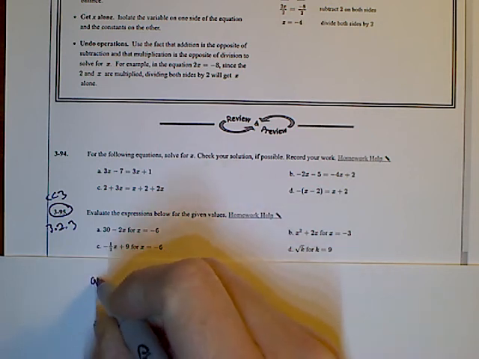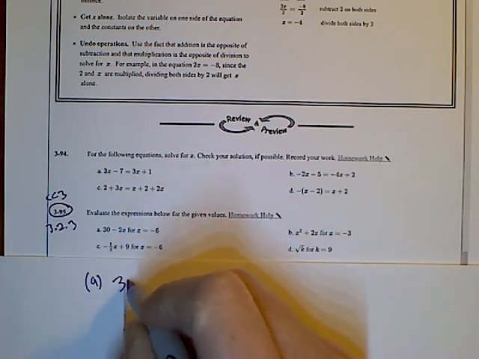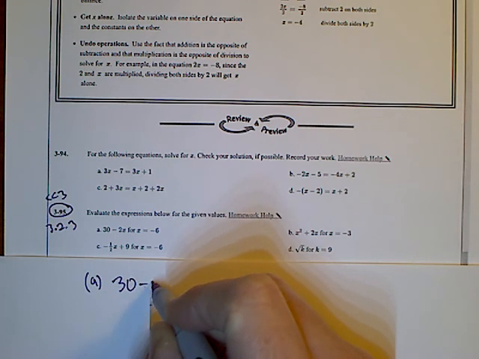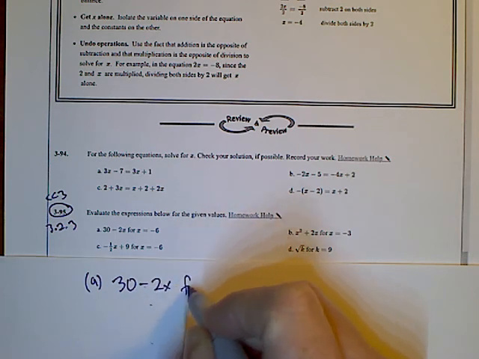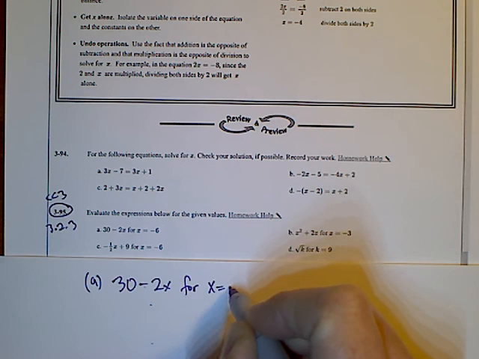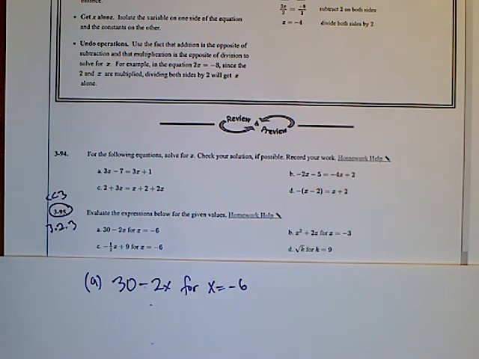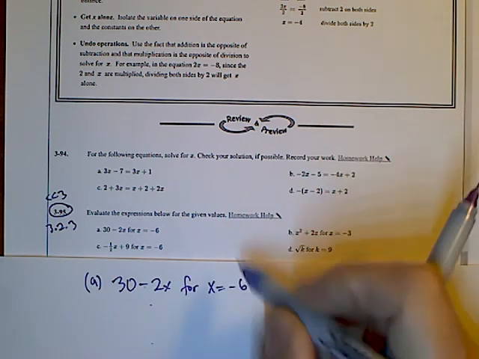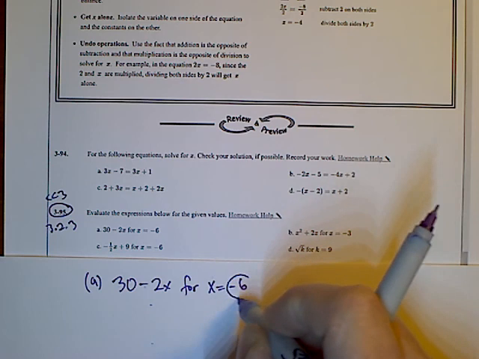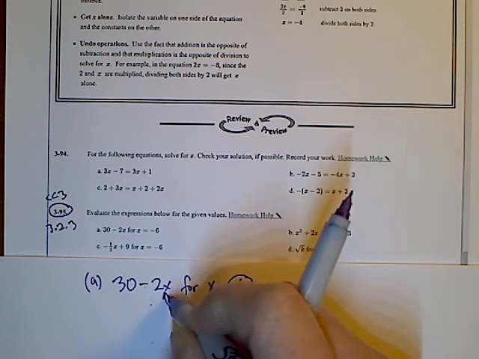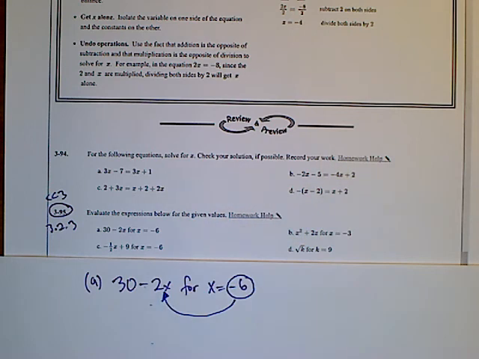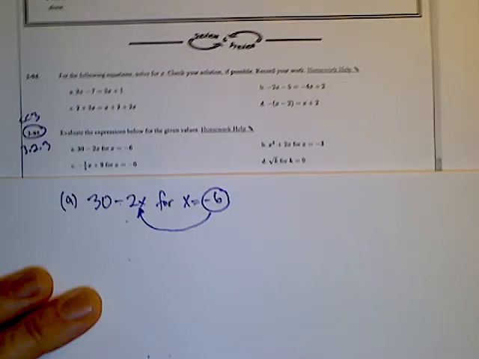So I'm going to rewrite the expression: 30 minus 2x. And then it says 4x equals -6. So they want us to evaluate the expression. That means take our -6, what they're saying x is, and plug it in to the x in the expression. That's exactly the process. So let's take a look at this.